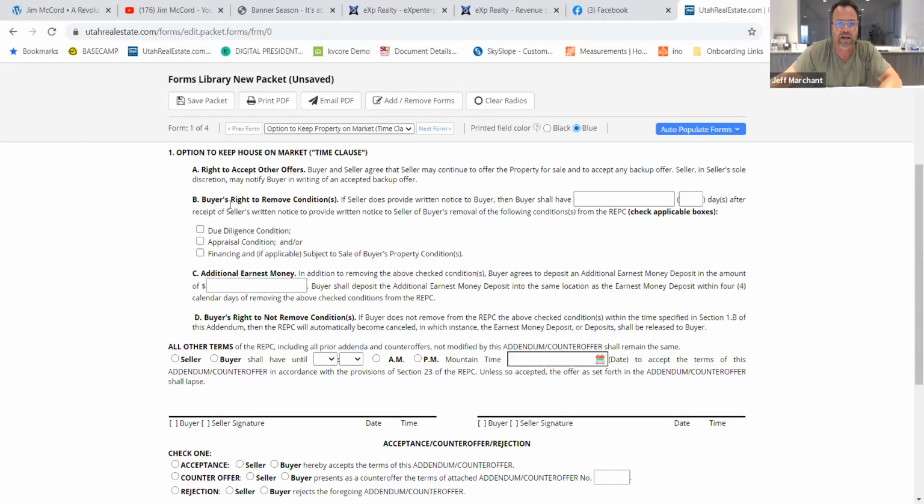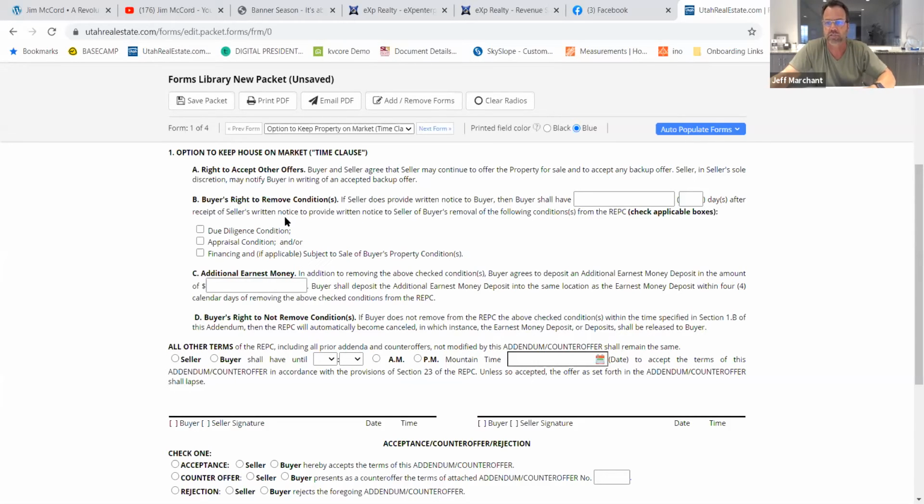Section B says buyers have the right to remove conditions. If seller does provide written notice to buyer, then buyer shall have, this is either a number of days or whatever, of receipt of the seller's written notice to provide written notice to seller of buyer's removal of the following conditions from the REPC. So let me back up on the backup offer. A normal backup offer is in a secondary position. In this case, they can't really accept a contract because they're already under contract with you. Can't be under contract with 2 offers. So they will accept that offer in backup, which means they become the primary offer upon the removal of the primary offer, which in this case is you.